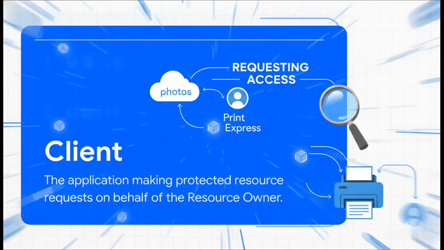Acting on your behalf is our second role, the client. Now, quick heads up, don't confuse this with a client web browser. In OAuth terminology, the client is the application that is actually requesting the access. Let's use a really great example from our sources. Imagine a printing service called Print Express. Print Express wants to access your photos so it can print them. In this scenario, Print Express is the client.